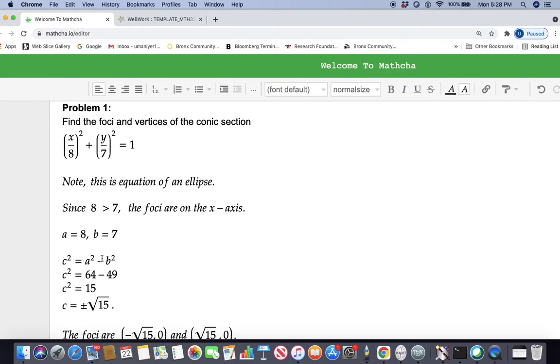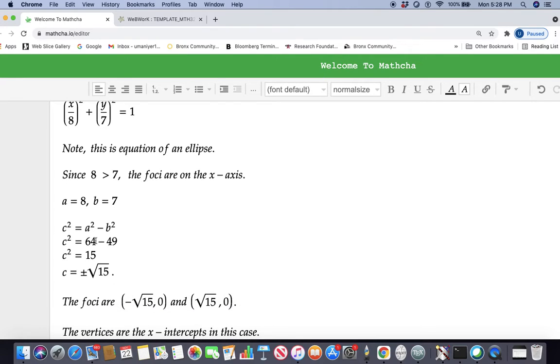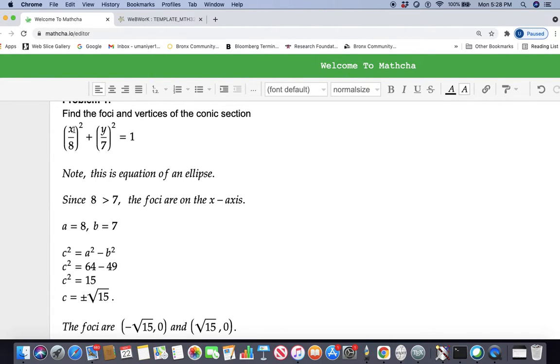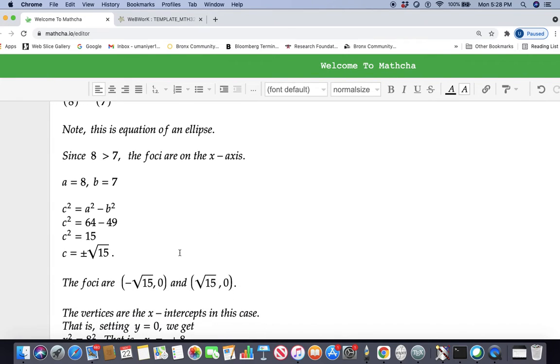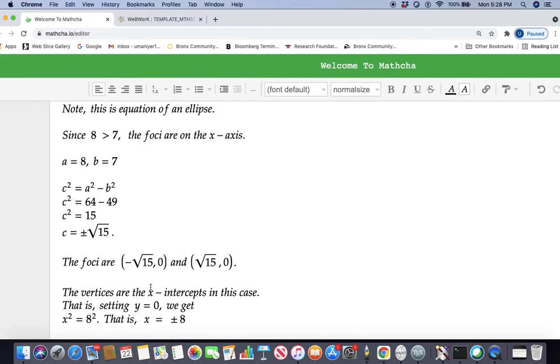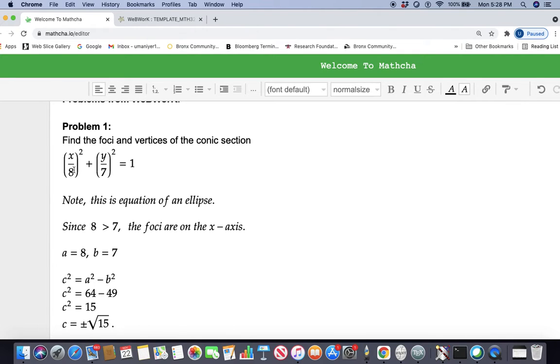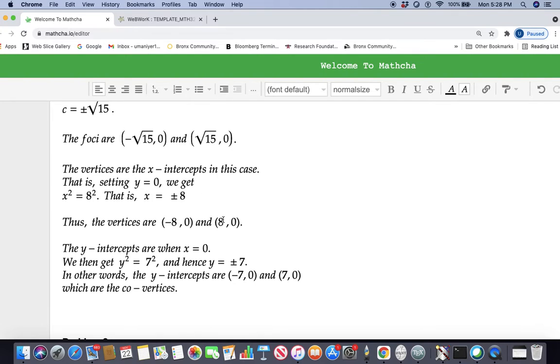C squared is a squared minus b squared. For an ellipse, c squared is a squared minus b squared. So 64 minus 49, 15. C is plus or minus square root 15. And because the foci are on the x-axis, these are your foci. Now, vertices are on the x-intercepts. So setting y equals 0, you get x squared equals 8 squared. Negative 8 and positive 8 correspond to the vertices.